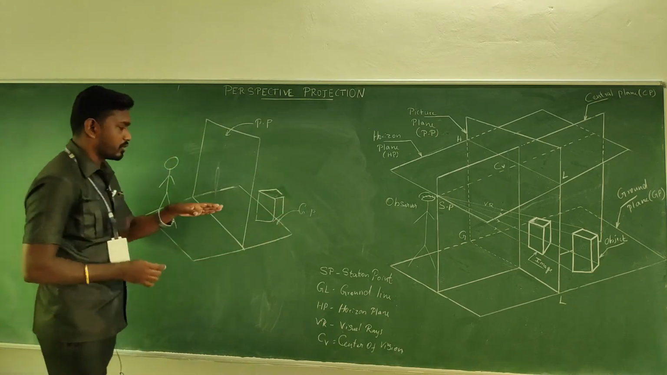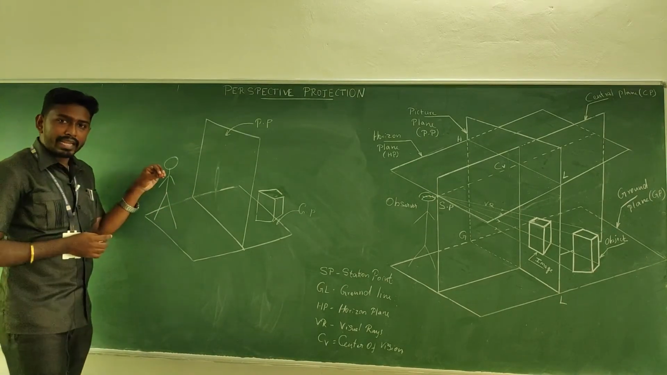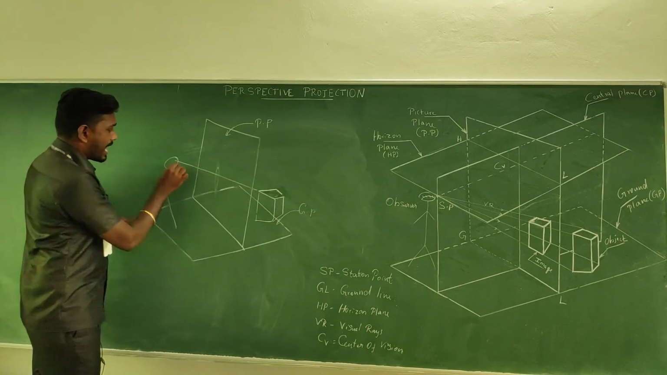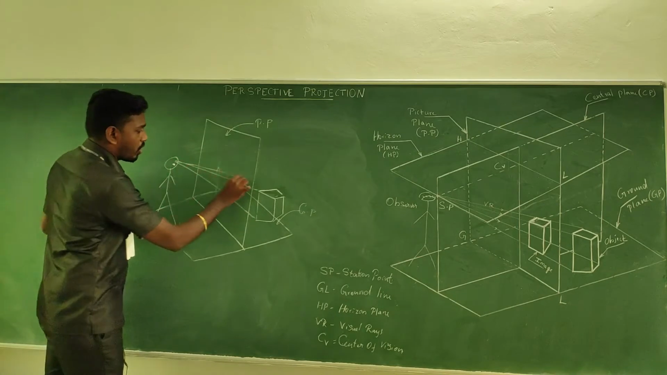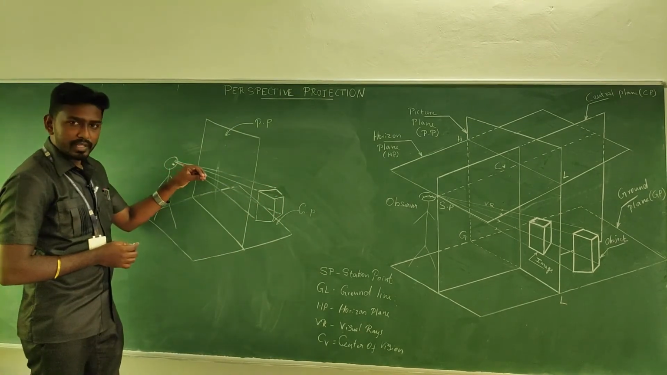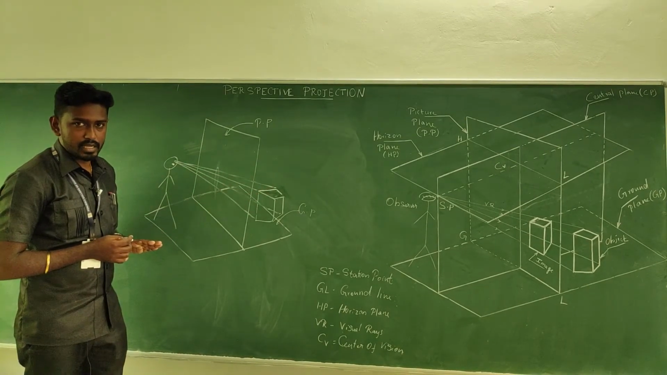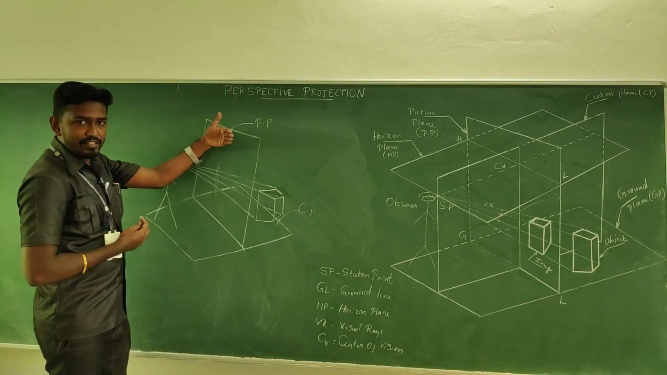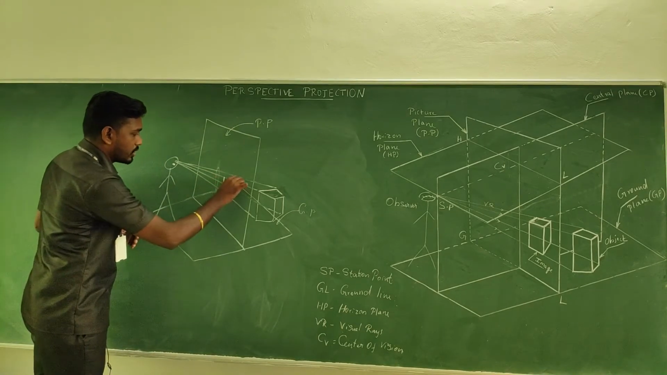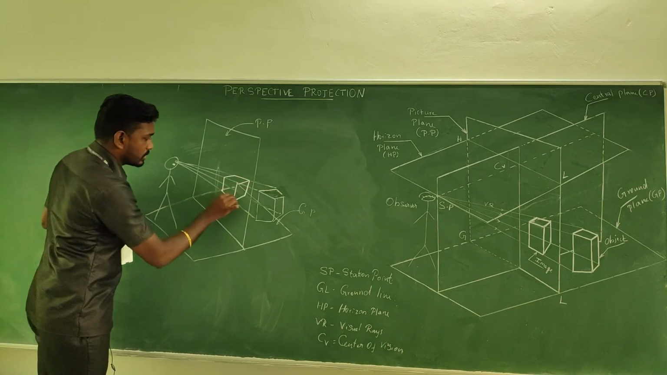Something like this. Position will be something like this on the ground plane. Okay, when you are getting the observation, the eye rays will be falling on the object, something like this, on each and every corner of the object. And in the vertical plane called the picture plane, the object will be traced out.